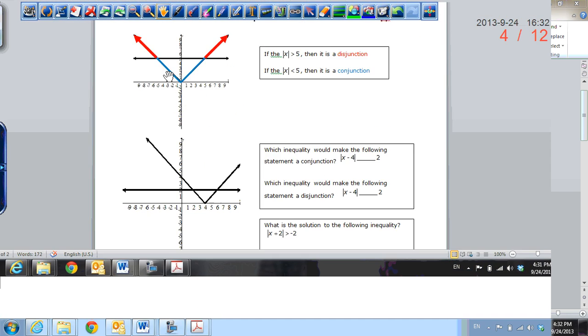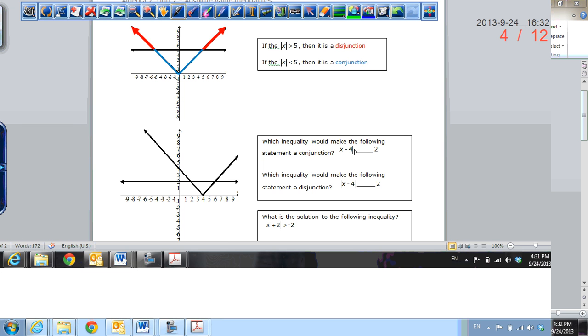So similarly here, if I want to make a conjunction, if I want this to be more than negative 2 and less than 2, well, conjunction was the part that's connected. So here, that's the part that's connected down here. I want that to be smaller than 2. And so then my other one, obviously disjunction, that would be this part, would be greater than 2.